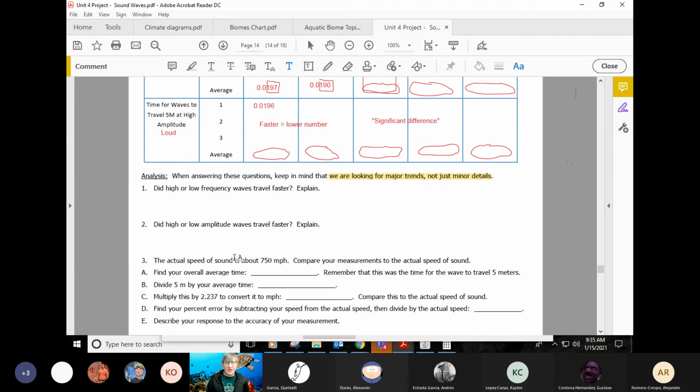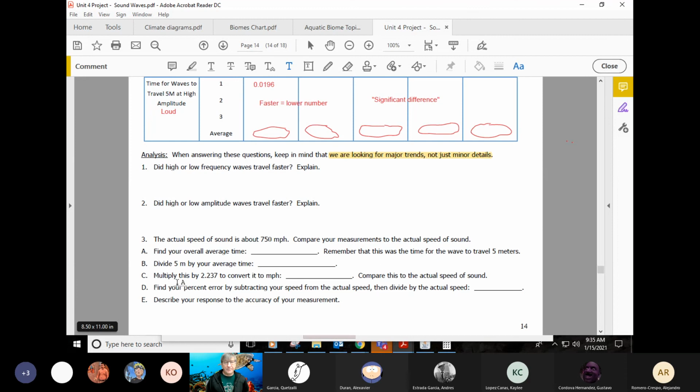That takes us to question 3, and we're going to work through this together. The actual speed of sound is about 750 miles an hour, and we're going to compare our measurements to the actual speed of sound. So I want to think about this 750 for a minute. So we call the speed of sound about 750 miles an hour, and when they invented airplanes and then they invented jets, these were flying slower than the speed of sound.